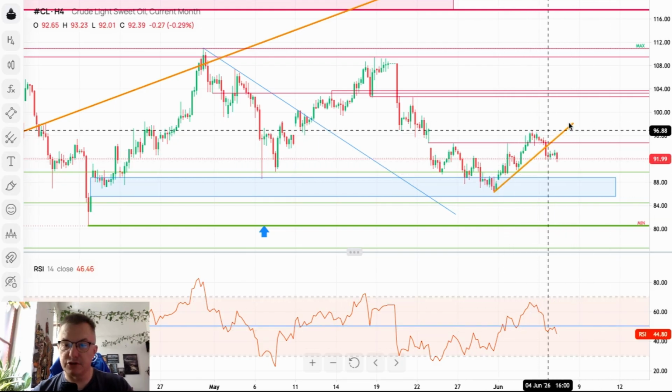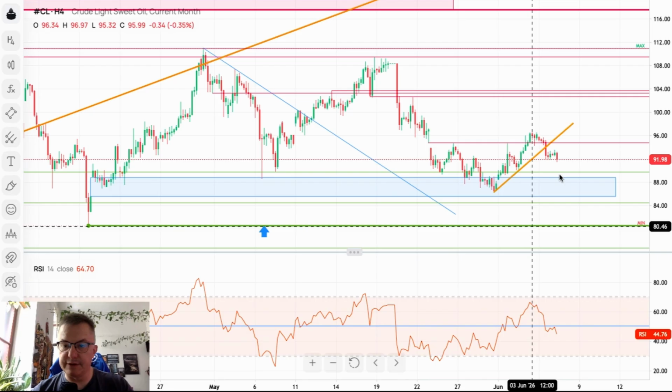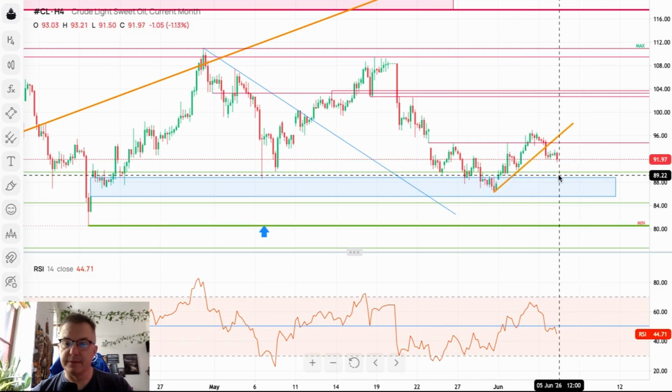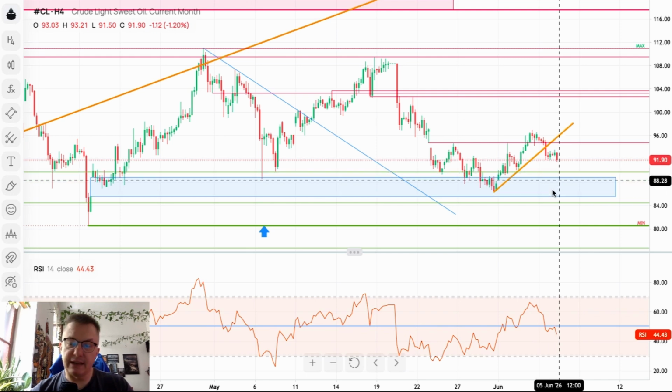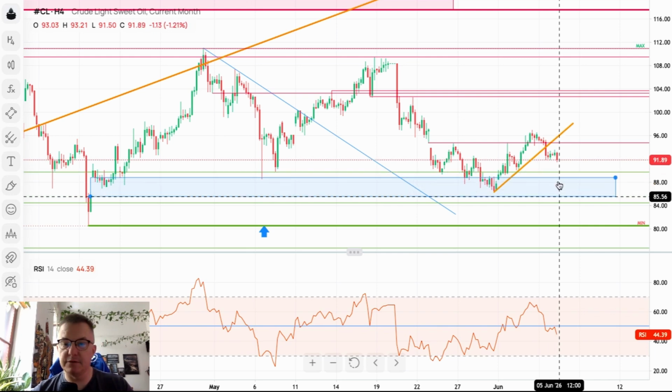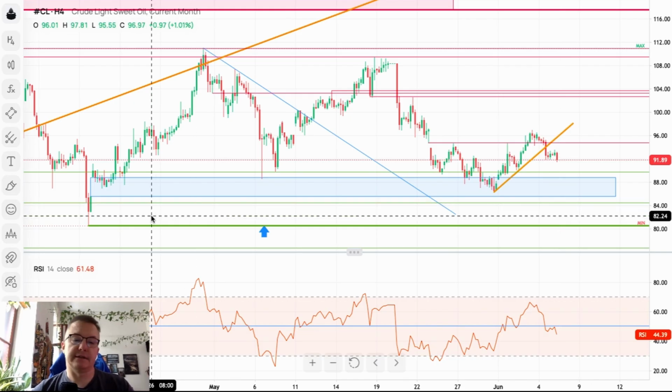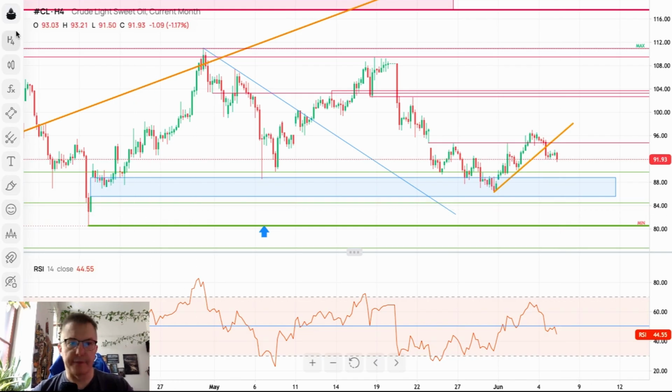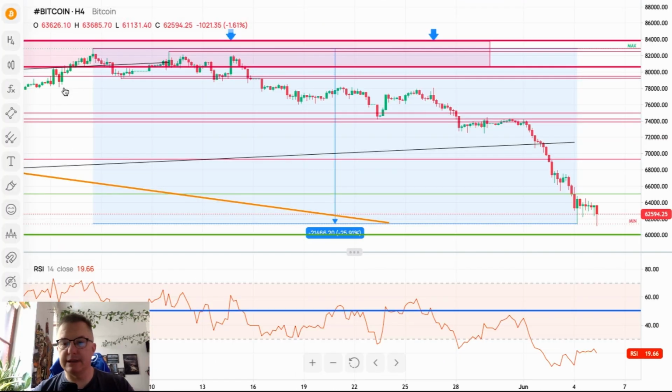Market is below the trend line and we are looking for this area to be tested sooner or later. First technical support, not that strong but still is here, 89.73, then the potential gap fill zone, and then eventually 84.40 as the technical support for the crude oil. And last but not least, the Bitcoin.